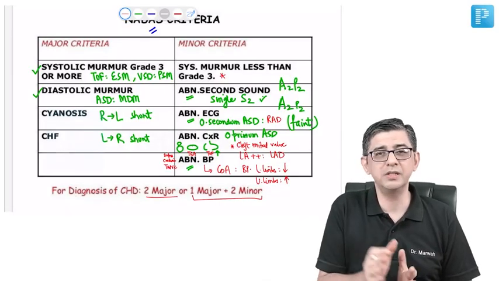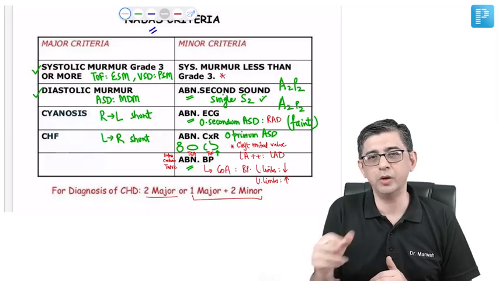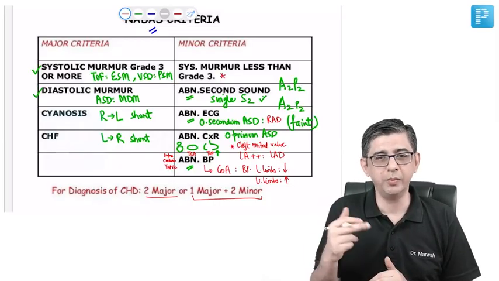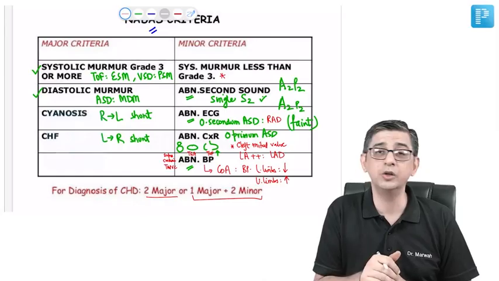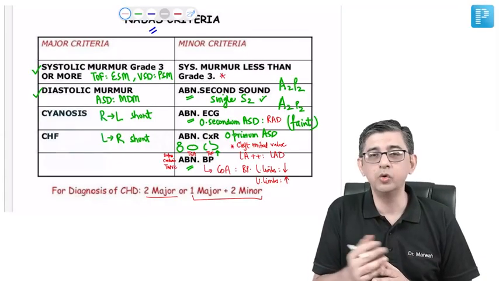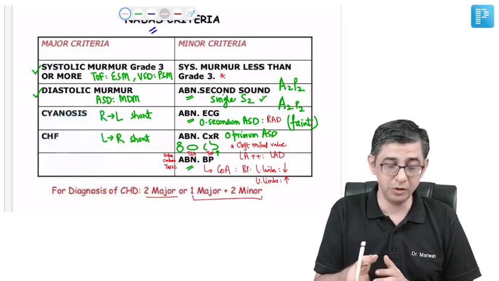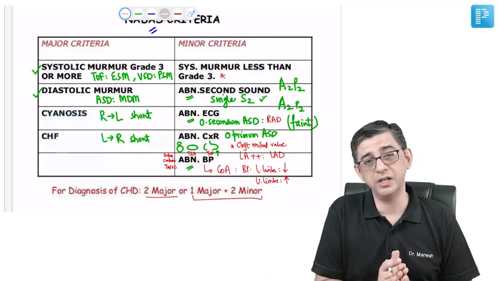And let's just revise them once again. The major ones and the minor ones would always be having abnormal S2, abnormal ECG, abnormal blood pressure values, abnormal chest X-ray. So that's easier to remember. Major ones are cyanosis and heart failure, standard features. And then there are two more, that is murmurs, either systolic or diastolic murmur. Why a diastolic murmur? Because it could be telling you regarding a low pressure shunt as well.